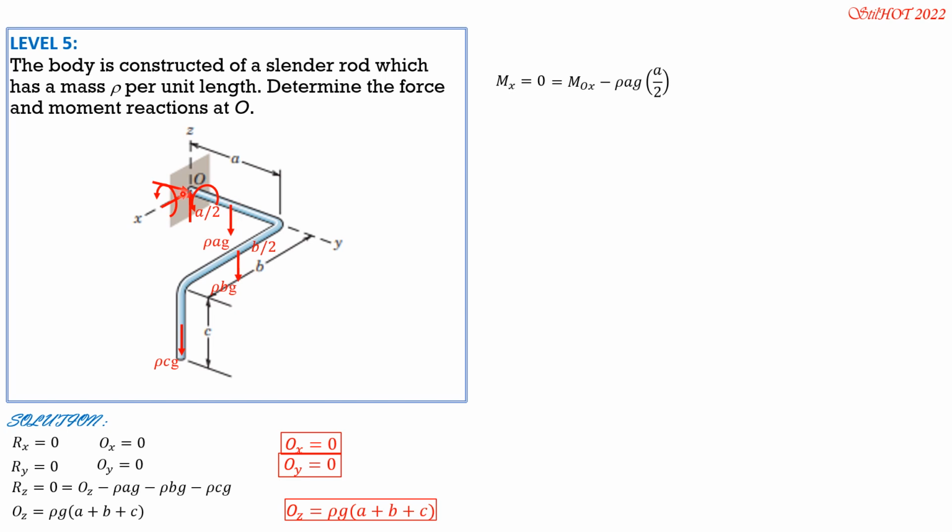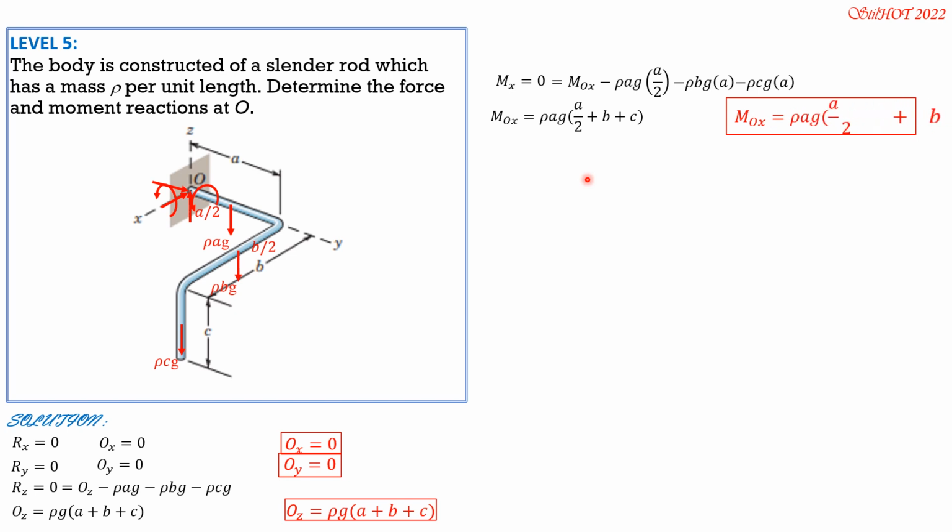For the moment, Mx equals 0 equals MOx minus rho AG times A over 2, minus rho BG times A, then minus rho CG times A also. The distance of rho CG from the x-axis is also A. So factor out rho AG. So MOx is rho AG quantity A over 2 plus B plus C. So that's the answer.